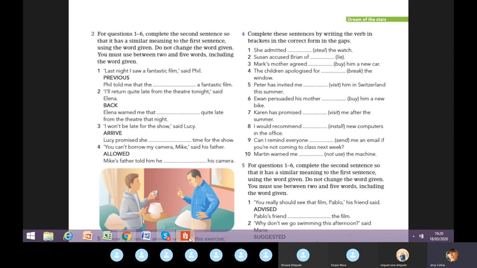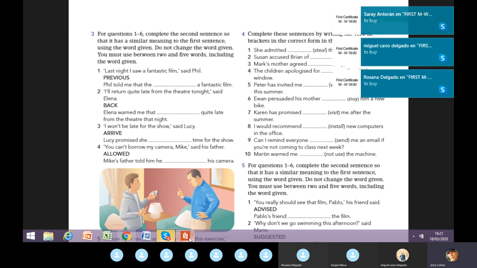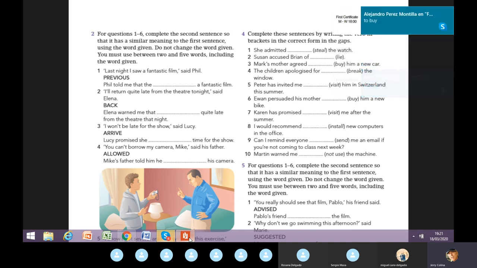But what about number three? Do you have any idea? Mark's mother agreed buying or to buy him a new car. Opinions. To buy. Yes, to buy is the correct answer. The infinitive with to, to buy.